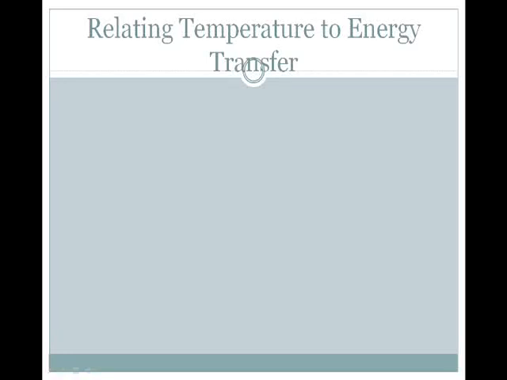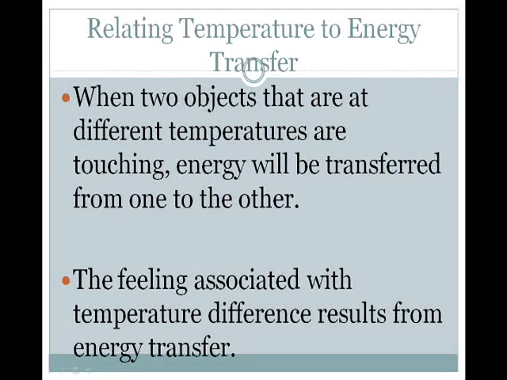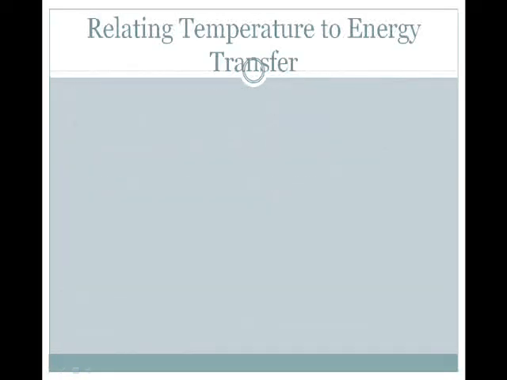All right, today we're going to talk about relating temperature to energy transfer. Now, when two objects that are at different temperatures are touching, energy is going to be transferred from one to the other. It's just like if I touch someone on the shoulder and I'm hotter and they're cooler, there's going to be an energy transfer because we're at two different temperatures, so energy starts trying to equalize out. Now, the feeling associated with temperature difference results from energy transfer. So when I touch somebody's shoulder and they feel hot or they feel cold, that's a result of energy transfer.